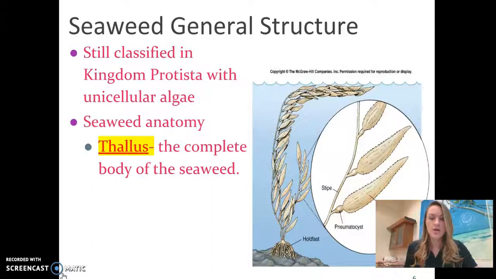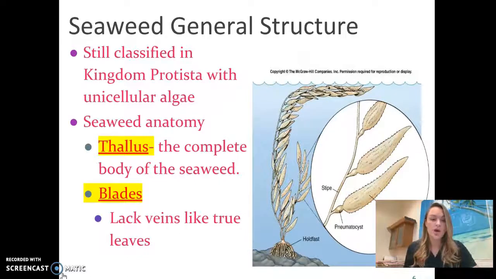All right, so a little bit about seaweed anatomy, and this is the very first anatomical structure diagram that you are going to have to memorize. All right, so the thallus is referred to as the complete body of the seaweed. So on your seaweed diagram, this is your box with the bracket that encases the entire seaweed itself, the only box on the left-hand side. So go ahead and complete that as saying the thallus.